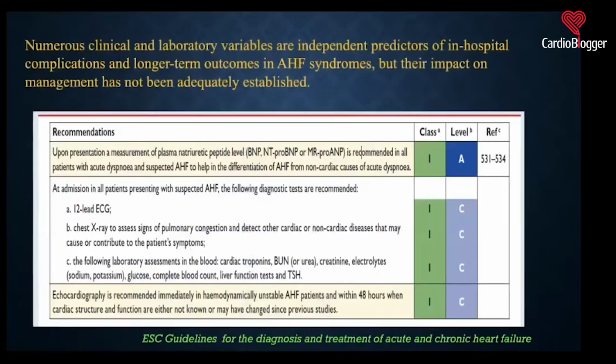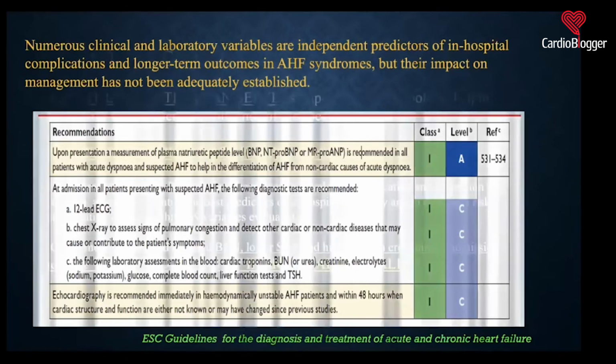Now, as I already discussed, NT-proBNP levels should be done in all the patients with heart failure to rule out other causes of dyspnea, like respiratory causes. A 12-lead ECG is a must, chest X-ray is a must, blood urea nitrogen, troponins, creatinine, complete blood count, liver function test, and thyroid are important in all the cases. Echocardiography has to be done, if not acutely, within 48 hours of admission in all cases of heart failure.